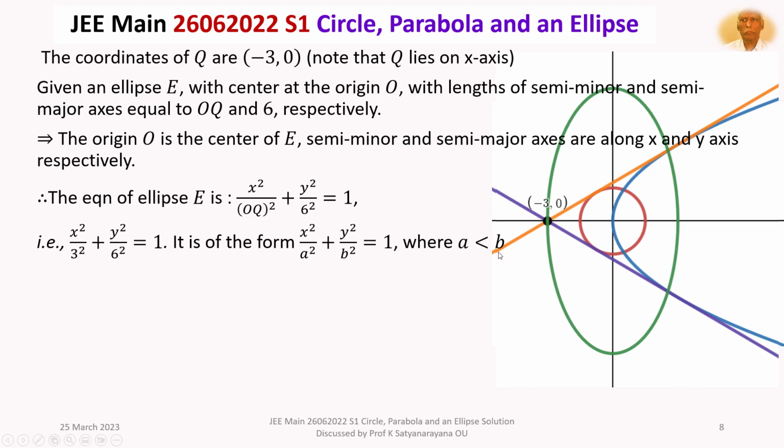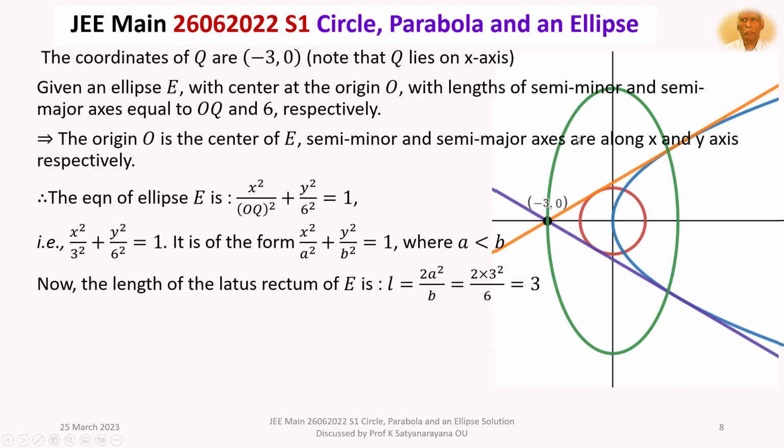But here it is a less than b, so be careful. The length of the latus rectum of this given ellipse is L, that is equal to 2a square by b, because a is less than b. What you remember is 2b square by a, that is for a greater than b, but now it is a less than b, so it is 2a square by b. Substitute the value of a as 3, so 2 into 3 square by b, which is 6, and when simplified you will get 3.